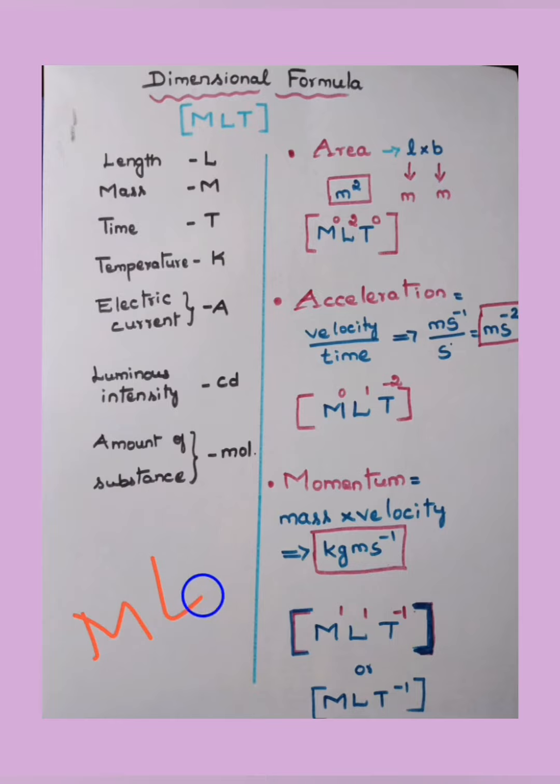Kg is the SI unit of mass, so mass to the power 1. Kg to the power 1. M for length, that is meter, length 1. Second for time, second to the power of -1. So T to the power of -1. M to the power of 1, L to the power of 1, T to the power of -1. Or you can plainly write M L T to the power of -1. This is also right. If you don't write the power of 1, it is the same as just M. But you should not write 0. It changes the complete meaning.